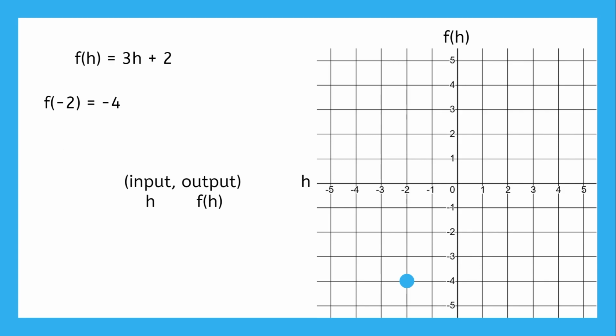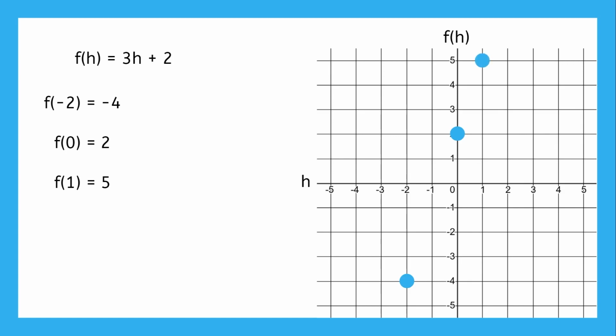Let's plot a few more points then. If the input is 0, what's the output? Well, 3 times 0 is 0, plus 2 is 2. Input 0, output 2. So then our point would be right there, at 0 horizontal and 2 vertical. What about when the input is 1? 3 times 1 is 3, plus 2 is 5. So our point showing that an input of 1 creates an output of 5 goes right here.